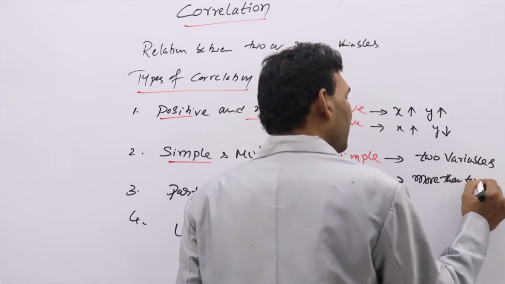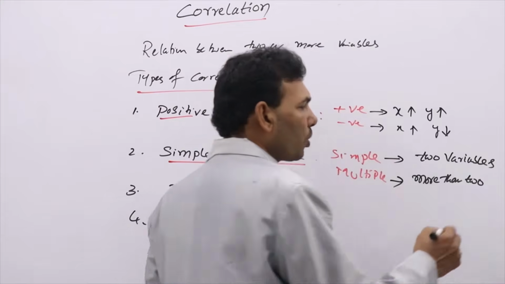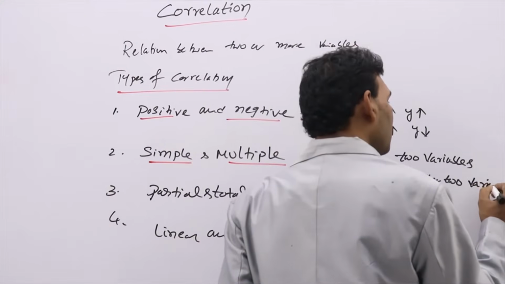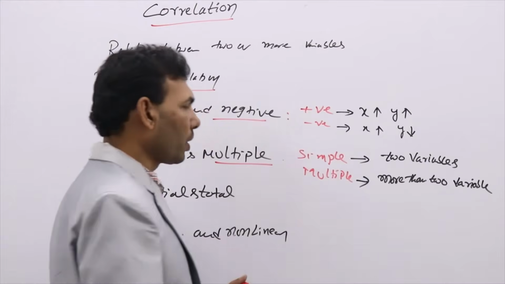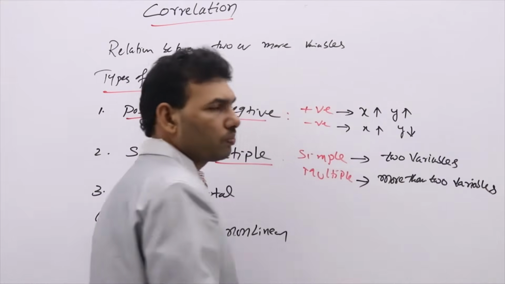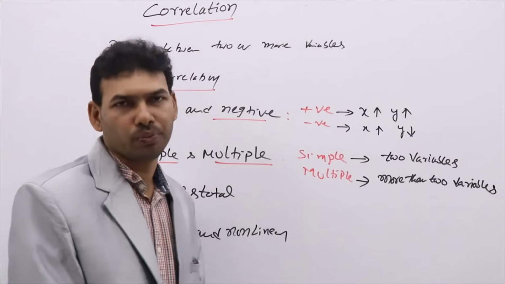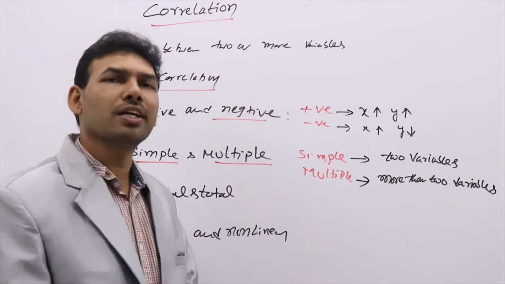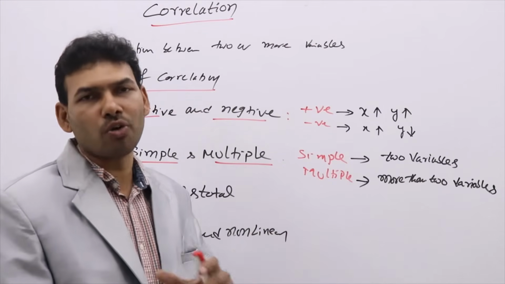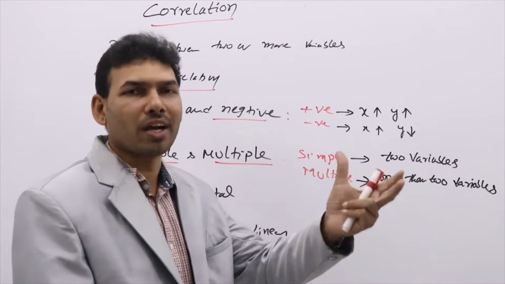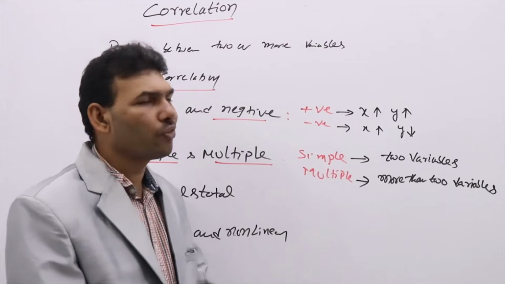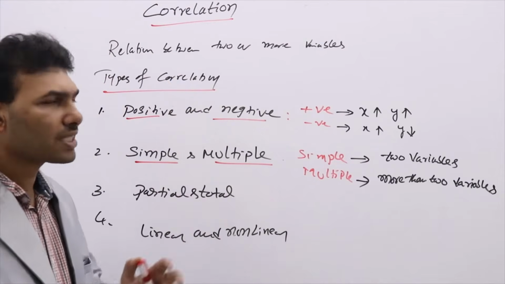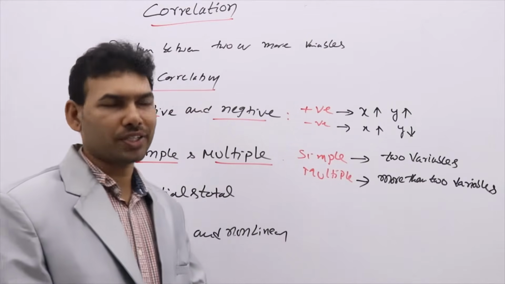Multiple means more than two. If you want to study the relation between more than two variables, we prefer multiple correlation. More than two, not exactly two. If we study the relation between two variables, how one variable varies depending on another, then we call that simple. If there are more than two variables, we call that multiple correlation.